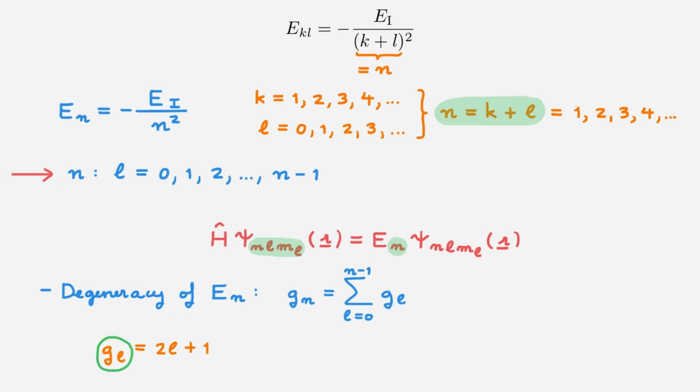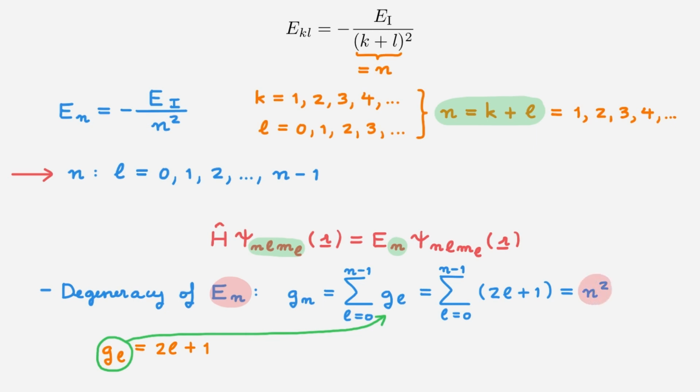Using this expression for g_L and inserting into our expression, we can rewrite g_n as equal to this sum of 2L plus 1. This is a standard arithmetic series, and the sum evaluates to n squared. And that's it. The energy eigenvalue E_n of the hydrogen atom has a degeneracy equal to n squared. This degeneracy arises from a combination of rotational symmetry and also from the conservation of the quantum mechanical version of the Runge-Lenz vector.